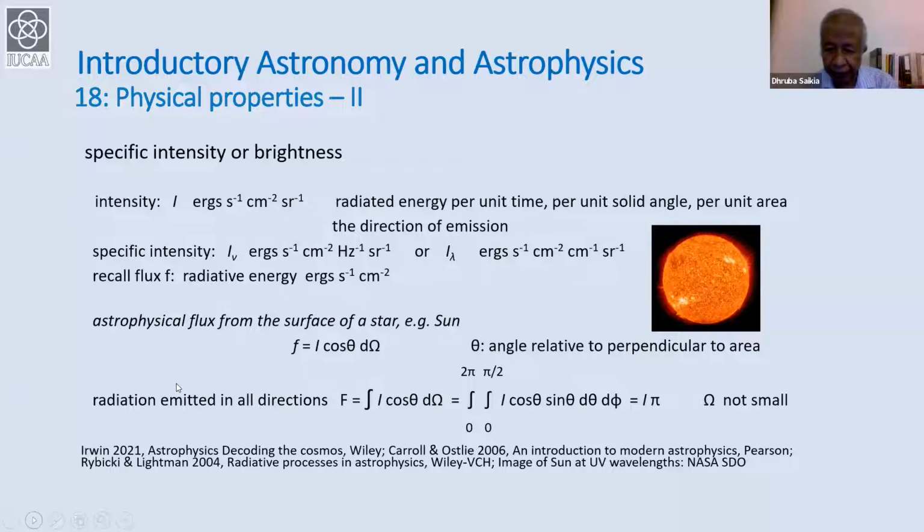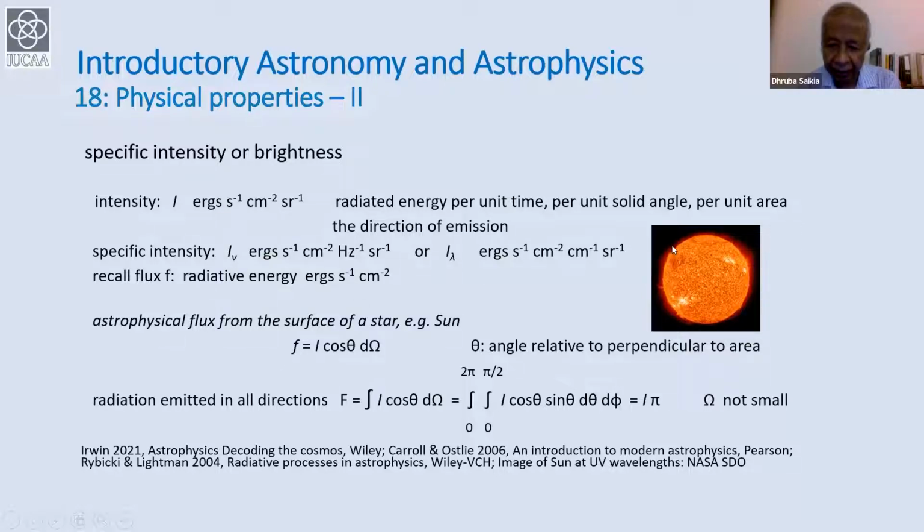Now, I just wanted to introduce you to another concept. We talked about the astrophysical flux from a source, which is radiation emitted from the surface of a star, and you made an estimate of it as well, which is the luminosity divided by 4 pi r squared. Now we want to relate the astrophysical flux to the intensity. Going back to the definition of flux over here, I cosine theta d omega. Now, I'll imagine a surface on the star over here.